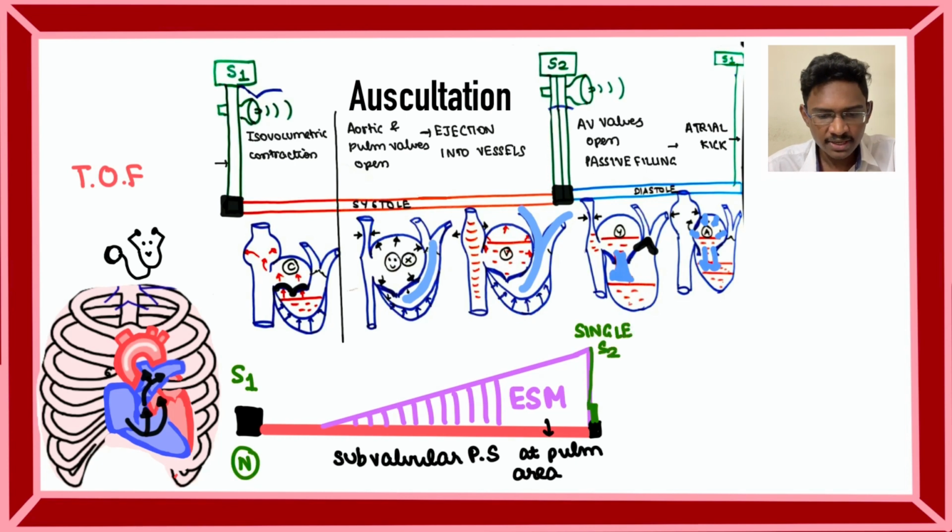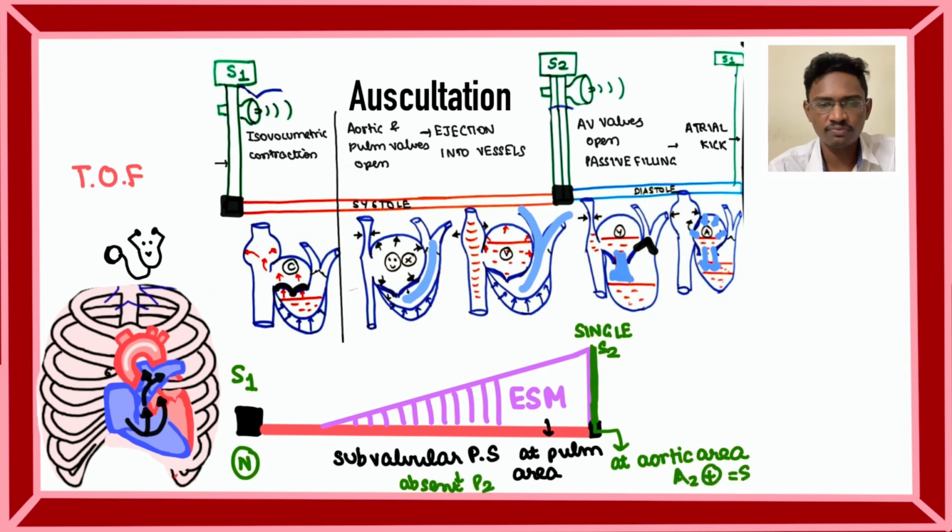Then it is followed by S2. S2 means closure of aortic and pulmonary valves. But here, since there is subvalvular stenosis, closure of the pulmonary valve doesn't produce any sound. Only aortic valve closure will produce sound. So that contributes to a single S2, which is nothing but A2, which will be heard in the aortic area.